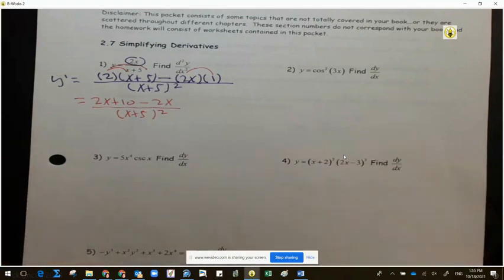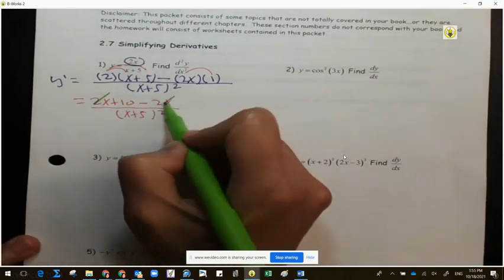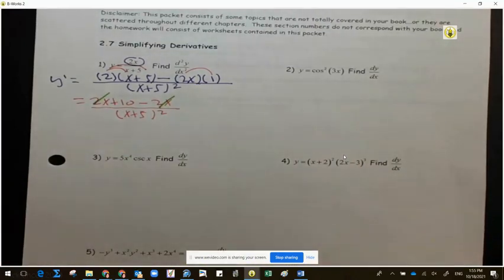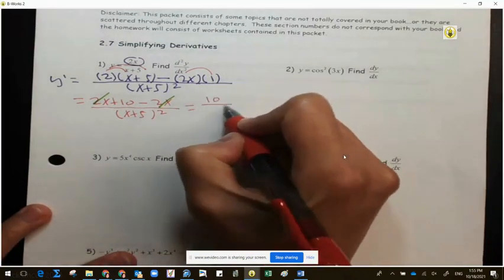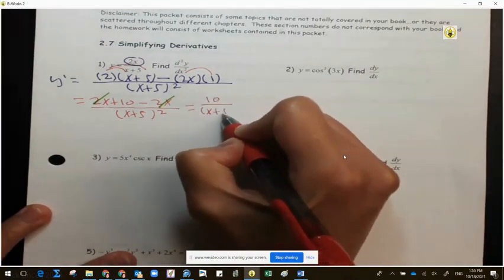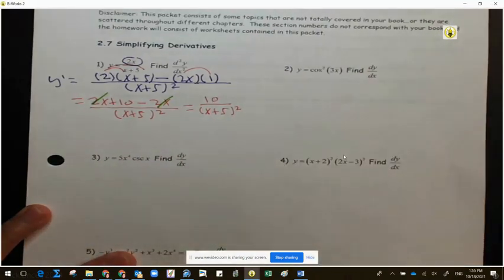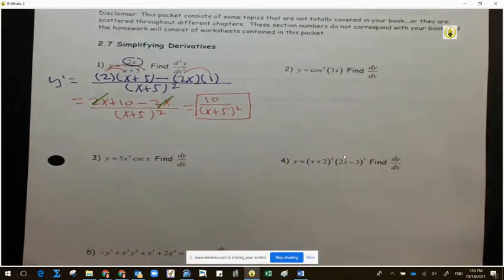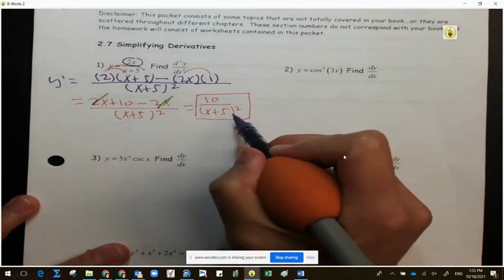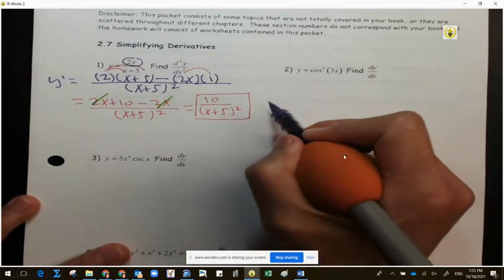So then do I have a 0 pair that I can cross off on my numerator? Yep, that's going to go away. So when I do simplify this, it's going to look like the following for the first derivative. 10 all over x plus 5 all squared. So that's part 1, but it's not asking us for part 1, so if you don't want to box it, that's fine.